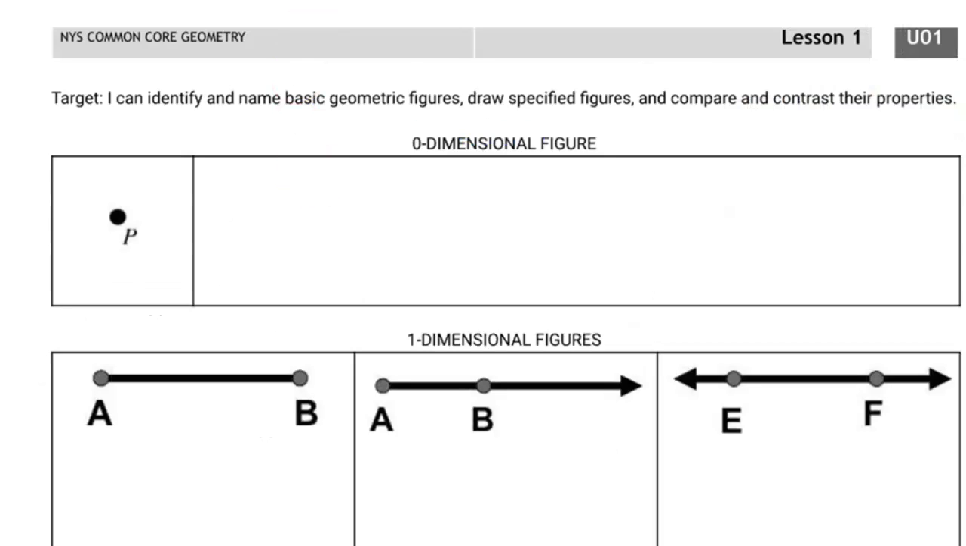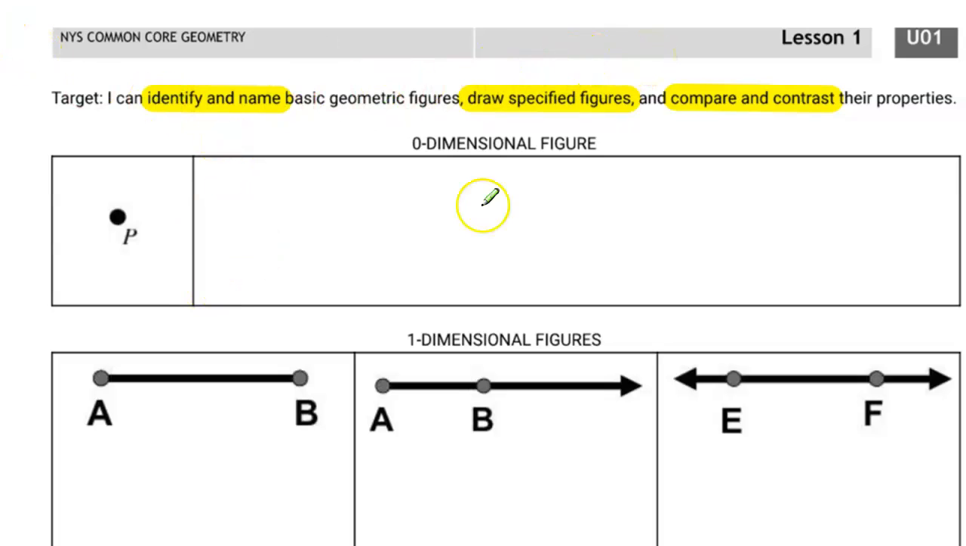In our learning target here, it tells us that we're going to be able to identify and name basic geometric figures, which means if you see a geometric figure, you'll be able to put a name to it. And also to draw specified figures. If I ask you to draw a specific figure, you'll be able to do that. And last but not least, we'll be able to compare and contrast their properties. Many of these figures are going to be similar, but they're also going to have different properties, which we'll get into right now.